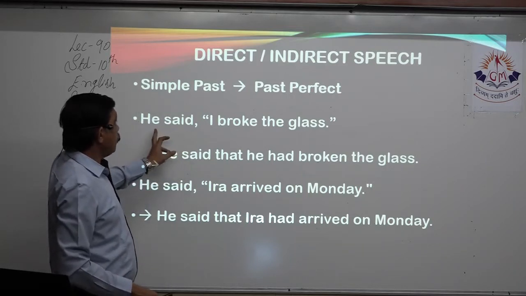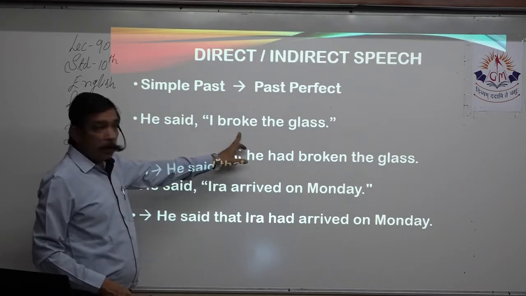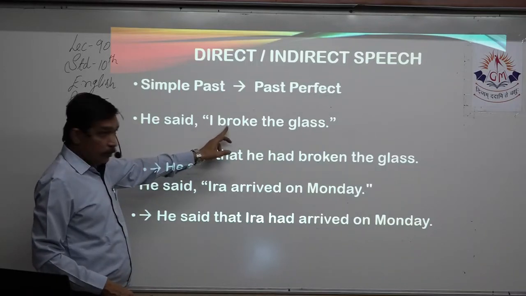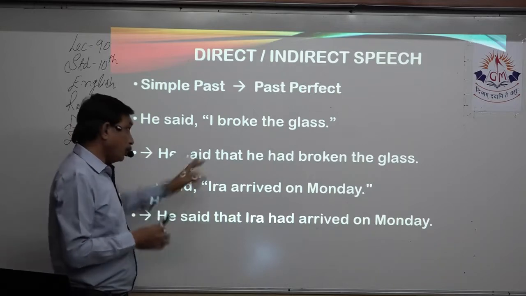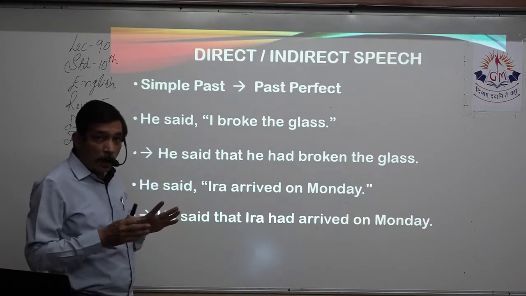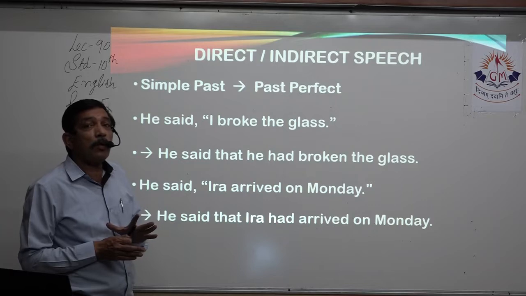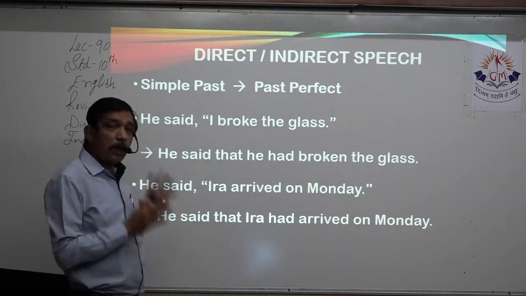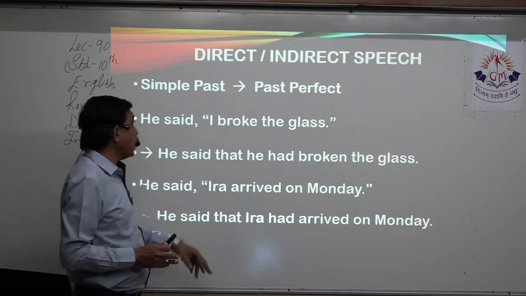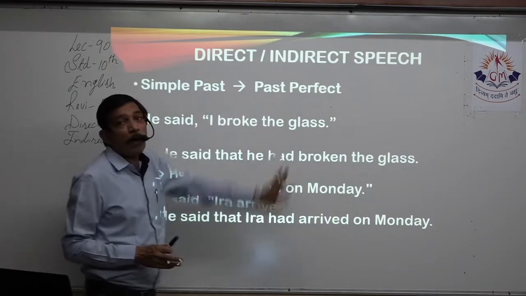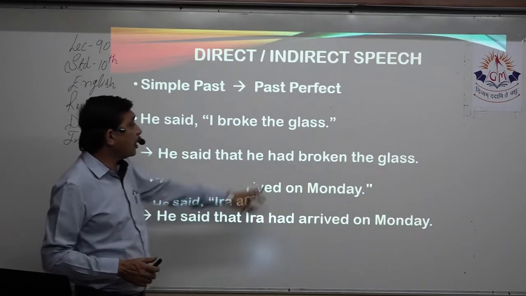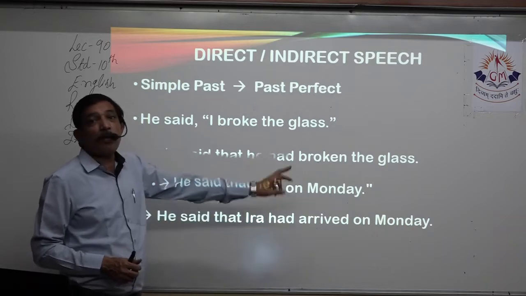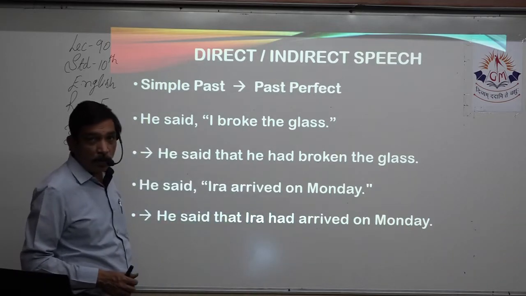Now the simple past sentence is: he said I broke the glass. Now I is a pronoun because it is he who said. Break, past tense is broke. So our first job is to determine in which tense the verb is, right? I broke, it is simple past, right? The glass. Now simple past will change into past perfect. What is past perfect? Had. Now if we are using had, then we have to use the past participle also, right?